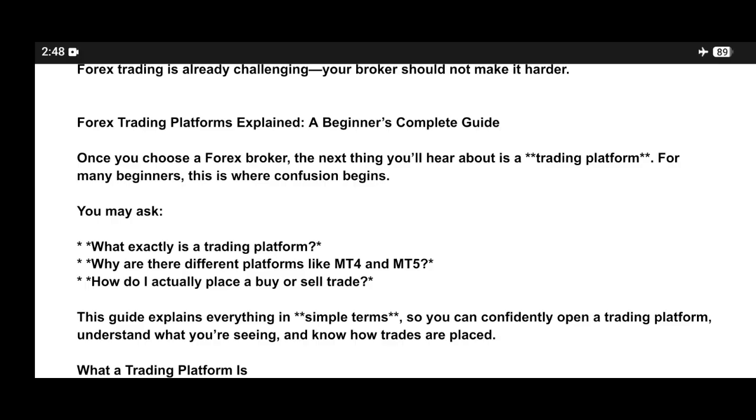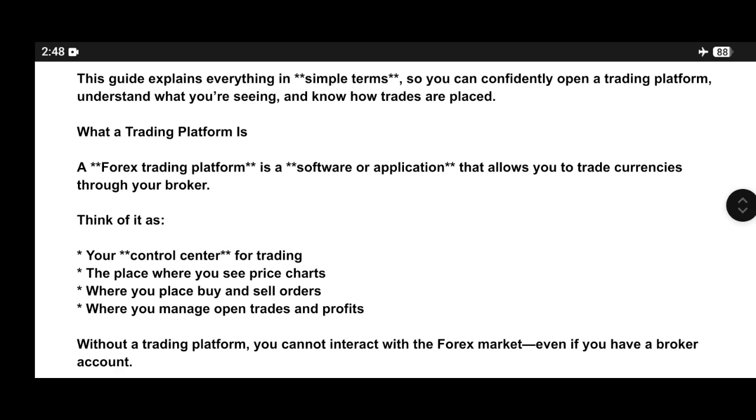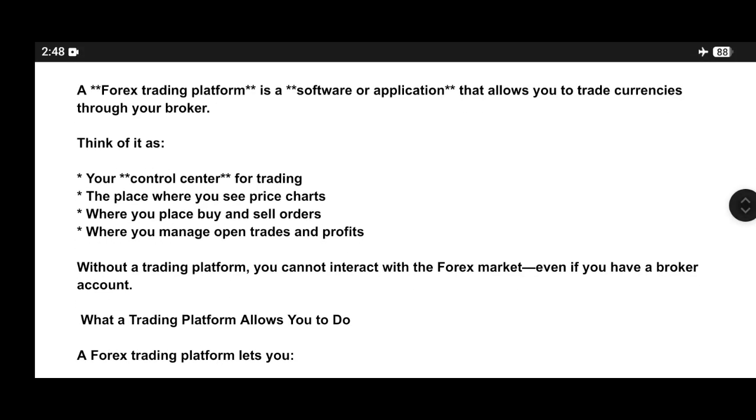So what is a trading platform? A forex trading platform is a software or application that allows you to trade currencies through your broker. Think of it as your control center for trading. The place where you see the price chart, where you place your buy and sell orders, and also where you manage open trades and profits. Without a trading platform, you cannot interact with the forex market, even if you have a broker account.